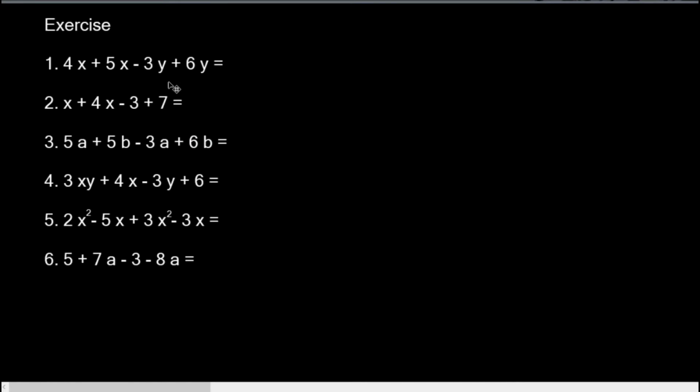This is the exercise for what we learned just now. If you want to try, you could pause the video and I'll help you after that. So for number 1, we got 4x and 5x. Because this is the same variable, we could add them. So 4 plus 5 is 9, so we got 9x. And this is -3 plus 6. Because the variable is same, we could add them together. -3 plus 6 is 3, so we got 3y. So number 1, the answer is 9x plus 3y.